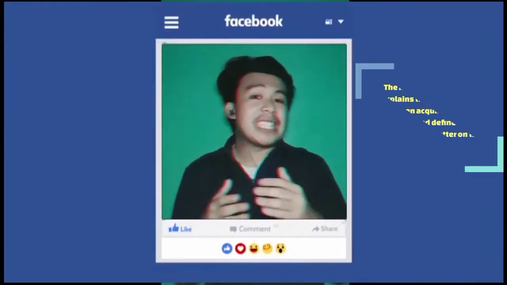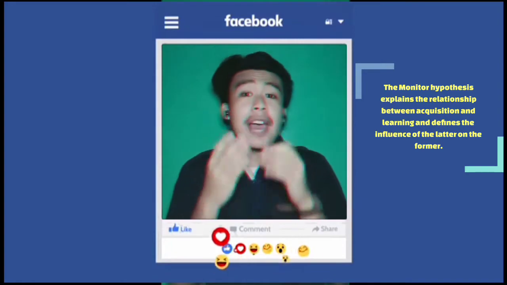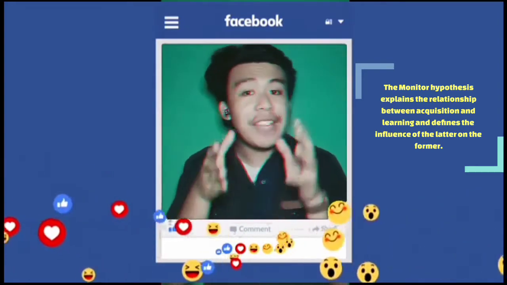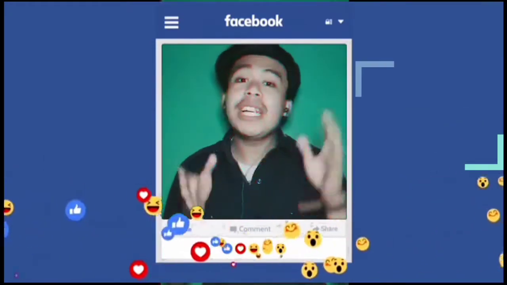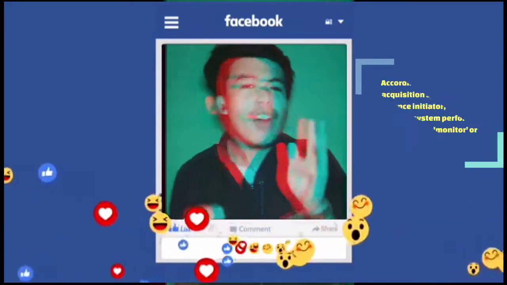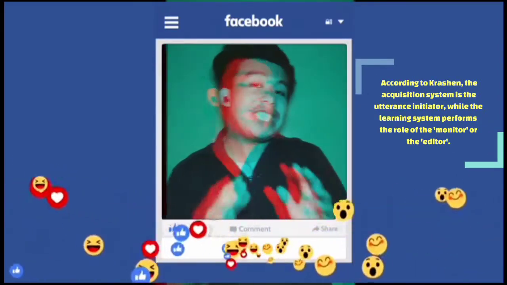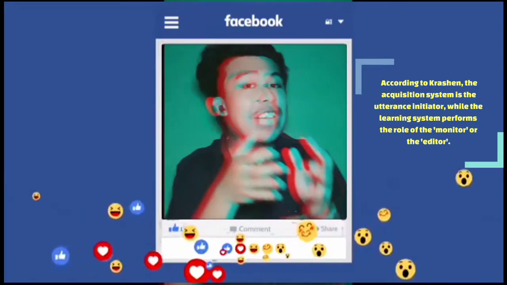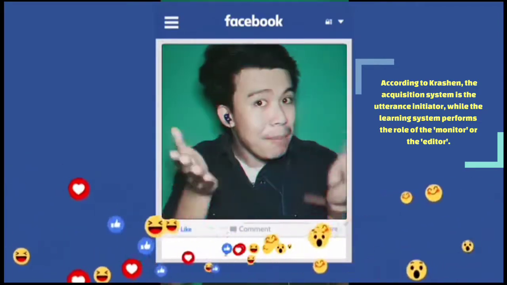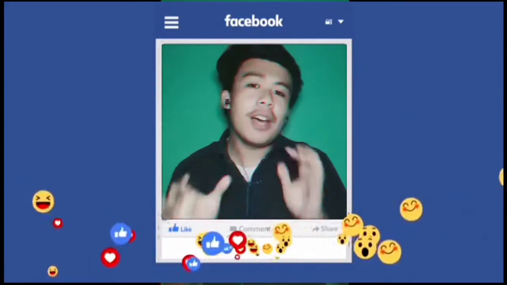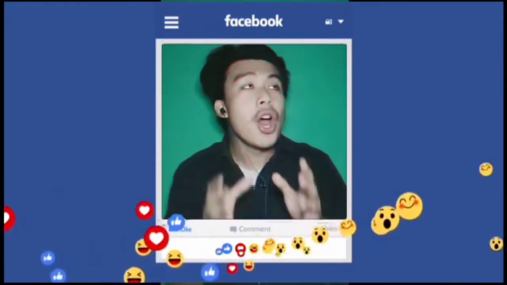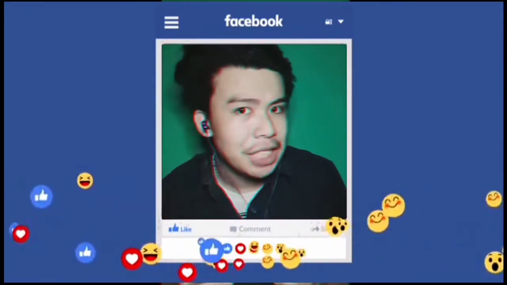The monitor hypothesis explains the relationship between acquisition and learning and defines the influence of the latter on the former. The monitoring function is the practical result of the learned grammar. According to Krashen, the acquisition system is the utterance initiator, while the learning system performs the role of the monitor or the editor. The monitor acts in a planning, editing, and correcting function when these three specific conditions are met.